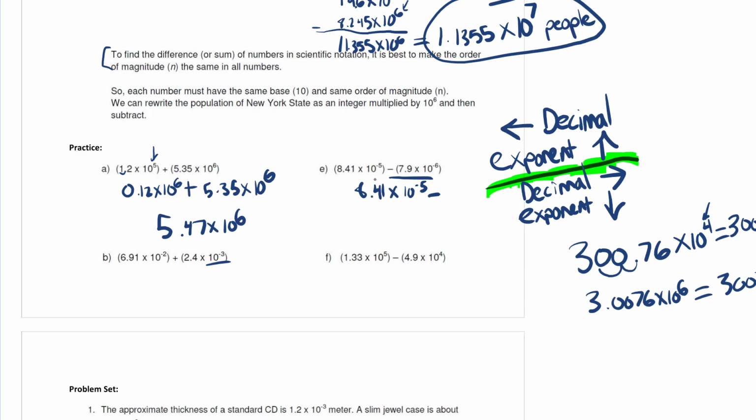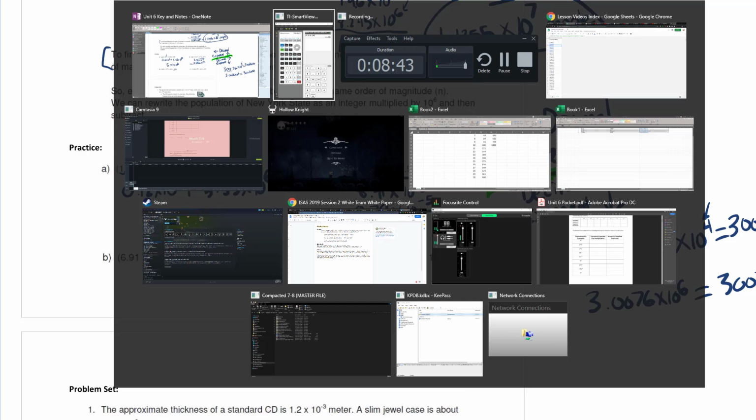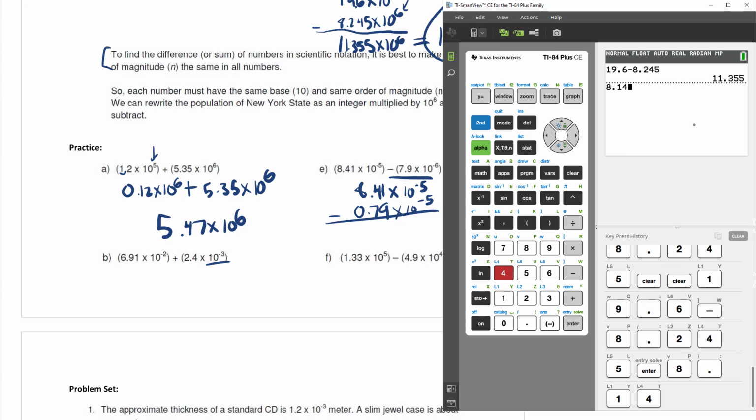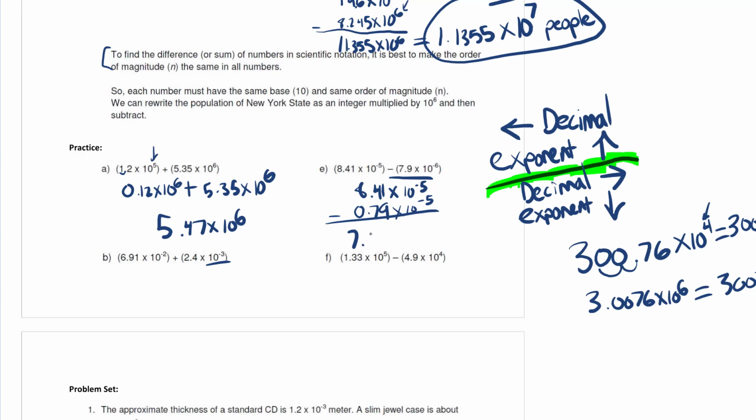We have 8.41 times 10 to the negative 5 minus, I'll write it like this, minus 7.9 times 10 to the negative 6. We're going to convert this to the negative 5 here. And as the exponent goes up, the decimal goes left, according to the rule I just wrote down. So this is 0.79 times 10 to the negative 5th. Now we subtract these as normal. I'll use a calculator to get it right. 8.41 minus 0.79 is 7.35 times 10 to the negative 5th.